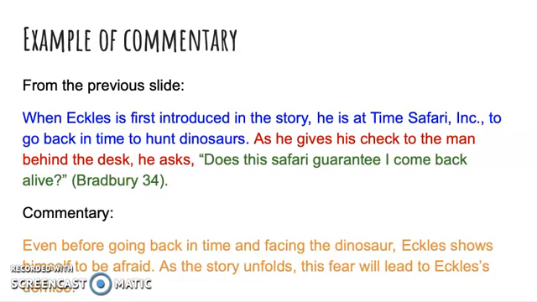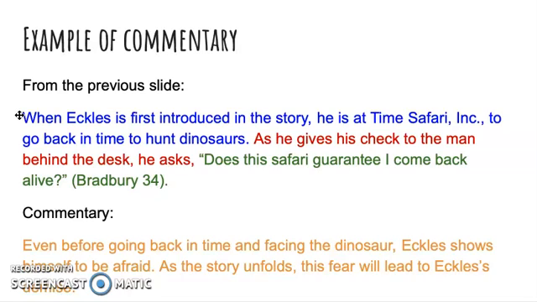So an example of commentary, I've copy and pasted what the previous slide had mentioned about your lead-in, your quote, and your citation. So if you see here, I've got the blue part, which is our example sentence. It says, when Eccles is first introduced in this story, he is at Time Safari Incorporated to go back in time to hunt dinosaurs.